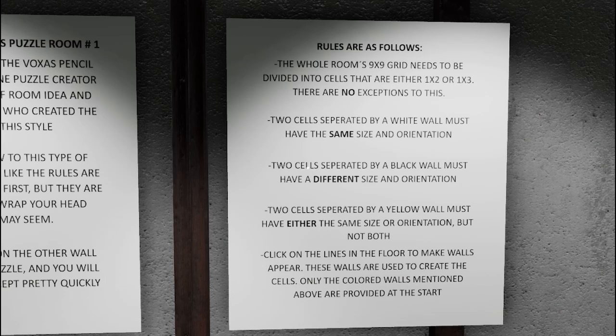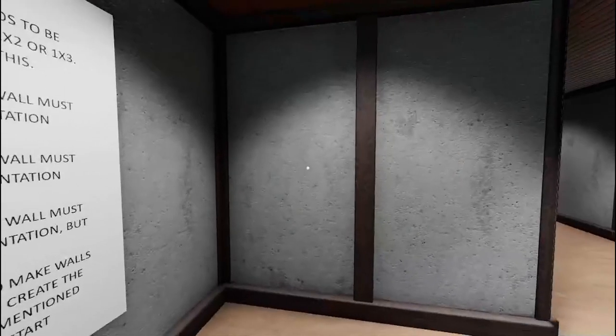Two cells separated by a yellow wall must have either the same size or orientation, but not both. Click on the lines in the floor to make walls appear. These walls are used to create these cells. Only the colored walls mentioned above are provided at the start.